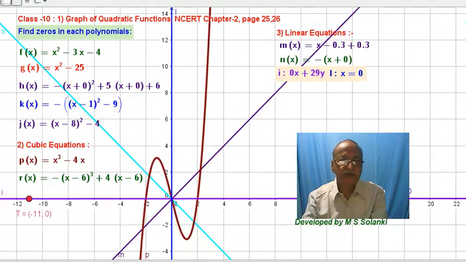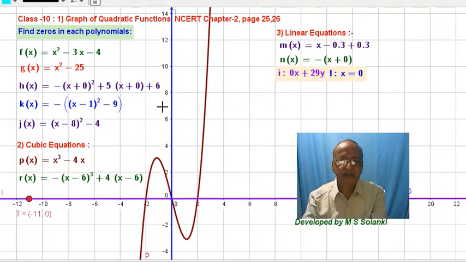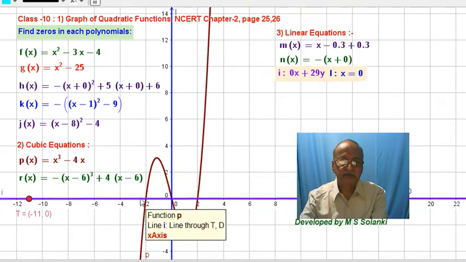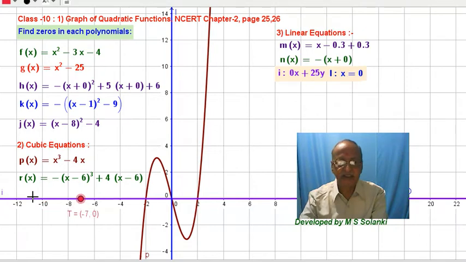Just I am showing you this, px is a cubic function, x cube minus 4x. The graph will be like this. Here, if you see the values of zeros, you can verify here, test points minus 2, 0 and plus 2. So if we put 0, px will be 0. When we put x is equal to 0, the value of px is 0.